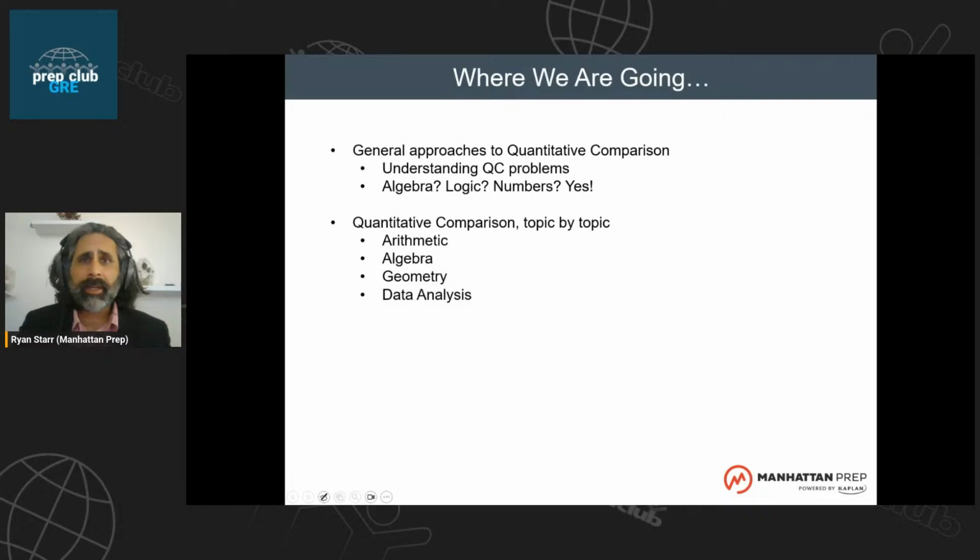We're going to start by figuring out what these problems are and generally speaking how we can approach them. And then we're going to take that and apply it to questions that come from each of the 4 topic areas tested on the GRE. So you see there, arithmetic, algebra, geometry, and data analysis. Roughly in that order. It's gonna be great. Put your thinking caps on. Let's go.